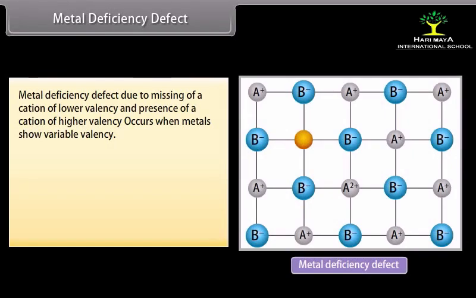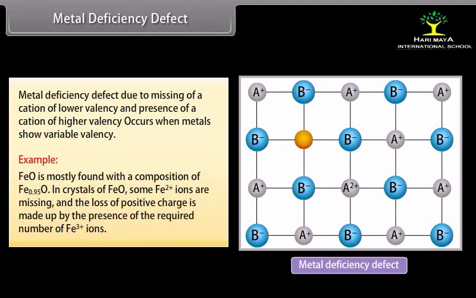Metal deficiency defect. Metal deficiency defect is due to missing of a cation of lower valency and presence of a cation of higher valency, which occurs when metals show variable valency. Example: FeO is mostly found with a composition of Fe0.95O. In crystals of FeO, some Fe2+ ions are missing, and the loss of positive charge is made up by the presence of the required number of Fe3+ ions.